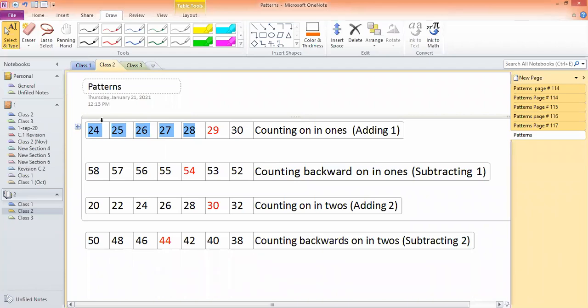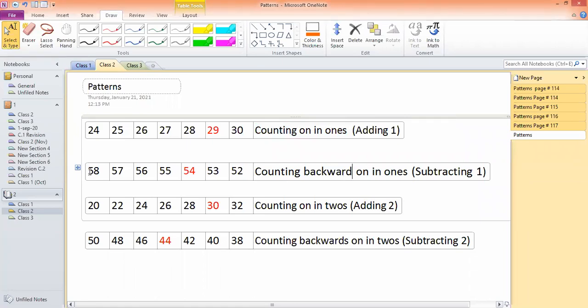In 24, when we add 1, it becomes 25. 25 add 1 becomes 26. 26 add 1 becomes 27, and when you add 1 on 27 it becomes 28. To find the missing number you again add 1 to the number before it, that is 28. So you add 1 and you get 29. What was the pattern here? That was counting on in ones, or adding 1, right?